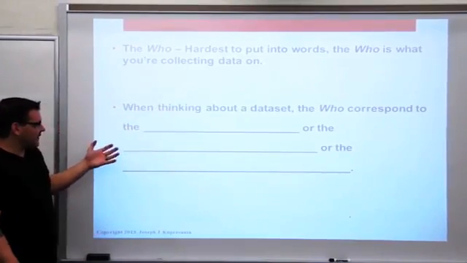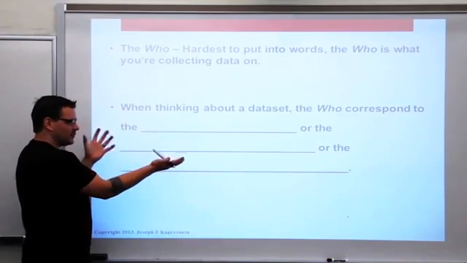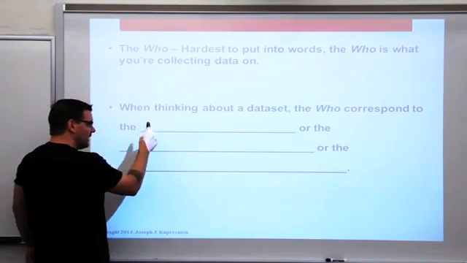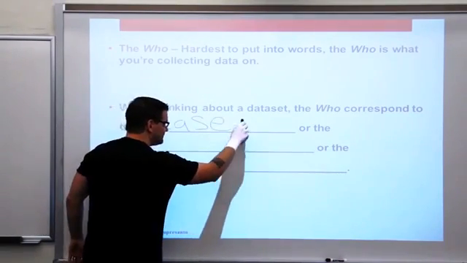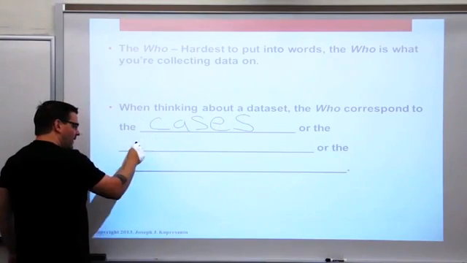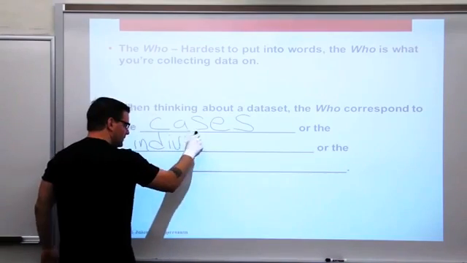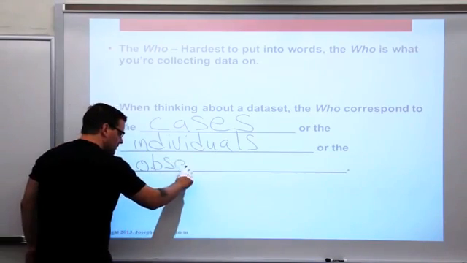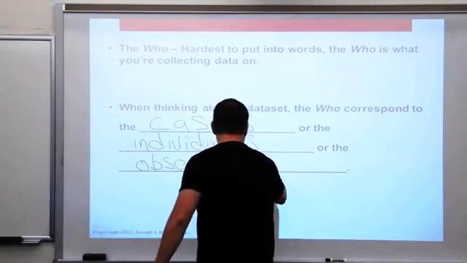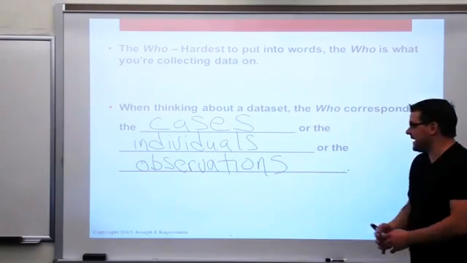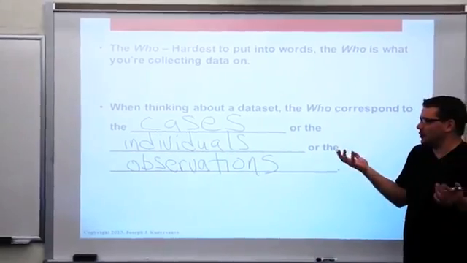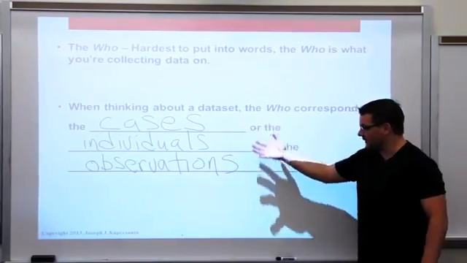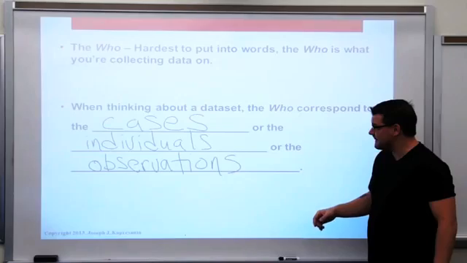There are a few words we can think about to describe the who. All of these are appropriate. They're sort of synonymous. When thinking about a data set, the who corresponds to, we could call it cases. We could call them individuals. We could call observations. Right, so when students went to McDonald's and got their order of fries, we could call each order of fries a case in that data set, or an observation, or even an individual. One word sometimes sounds better than the others, but they're all correct in all cases.